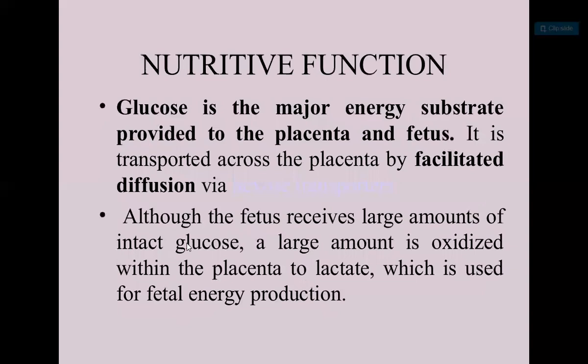Then nutritive function. Glucose is what is required for the development of the embryo. It is the major energy substrate which is provided to the placenta and the fetus. It is transported across the placenta by facilitated diffusion via hexose transporters. Although the fetus receives a large amount of intact glucose, a large amount is oxidized within the placenta to lactate, which is used for fetal energy production. So that is how it is used in the fetus.